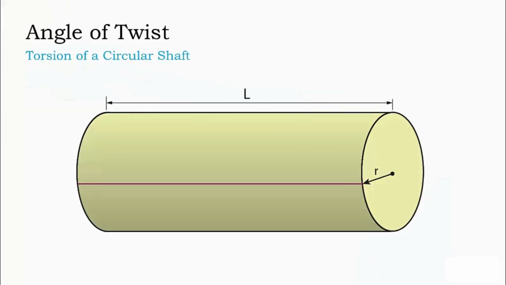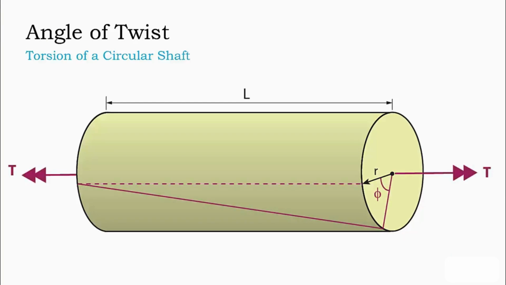Here we have a solid circular shaft of radius r and length L. If you recall from earlier videos, we observed that if we subject this shaft to a uniform torque T, the right-hand side of the shaft will rotate through an angle phi relative to the left-hand side. We will refer to this angle as the angle of twist of the shaft.